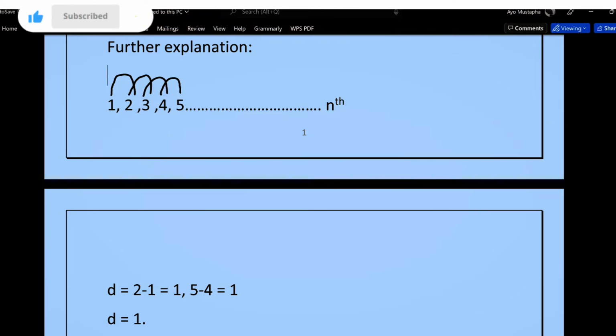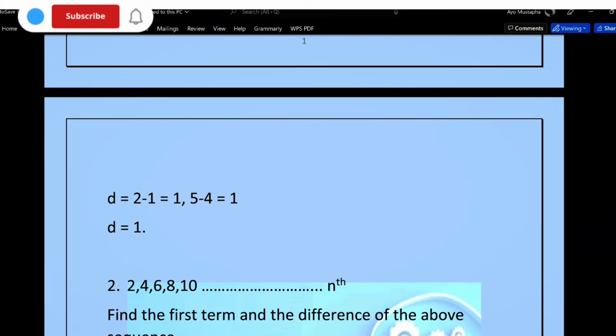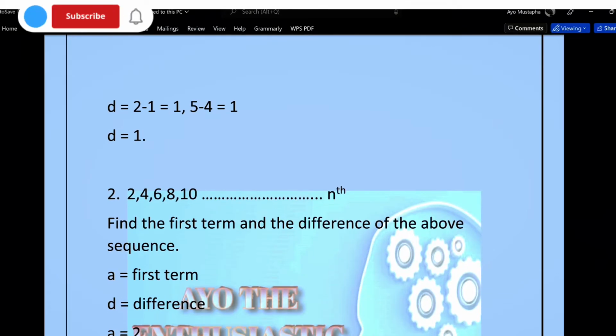If we had said 4 minus 3, we would still get 1. And 5 minus 4, we had 1. So that is simple and straightforward. Illustration 1 is solved, so we're moving to the next illustration.